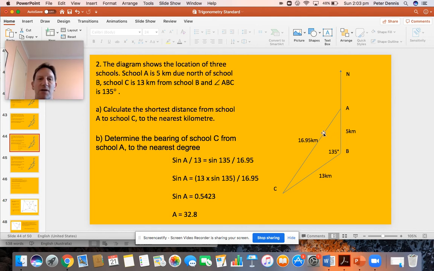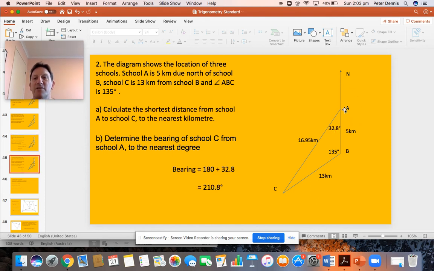That's nice. Have we answered the question? Determine the bearing of school C from A. 32 degrees isn't the bearing. The bearing is from north all the way around. So because this is 32 degrees in here, the bearing is going to be 180 plus the 32. So just make sure you're answering the question, and remember, this is the bearing of C from A. Okay? Thanks.